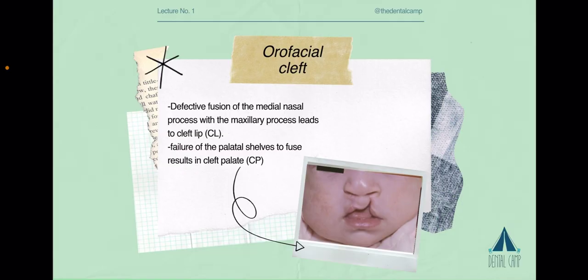Development of the central face begins around the end of the fourth week of human development. During the sixth and seventh week of development, the upper lip forms. During the sixth week, the palatal shelf forms. Cleft lip is a defective fusion of the medial nasal process with the maxillary process. Cleft palate is a failure of the palatal shelves to fuse.